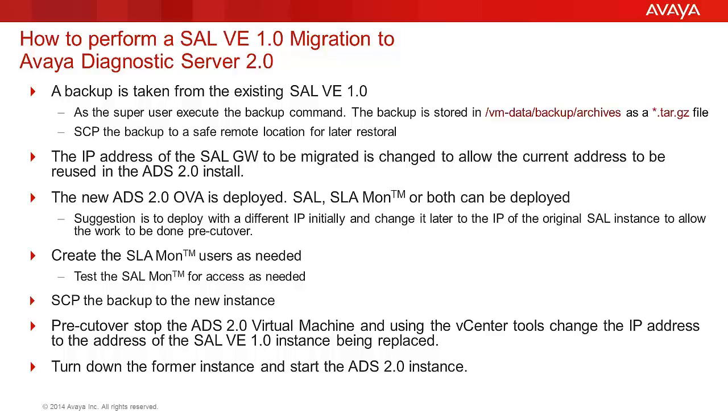Stop the VE image and turn up the ADS 2.0 instance and restore the backup previously SCP'd to the new server.